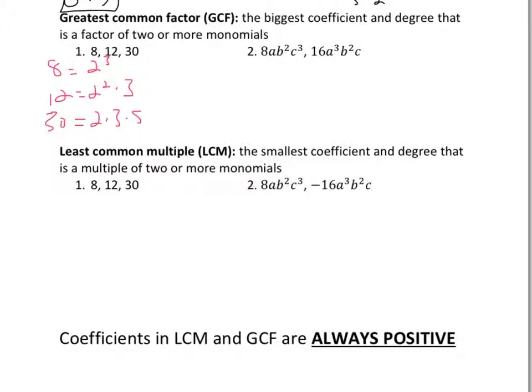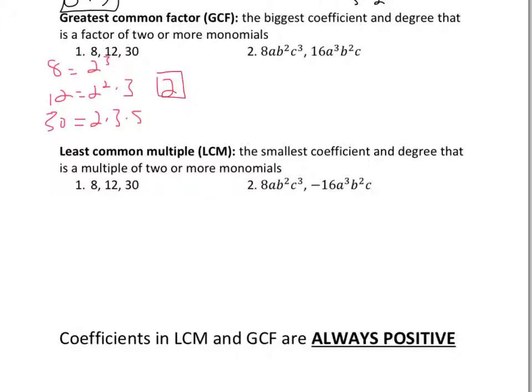And since the first power is the only one that is common to all of them, the greatest common factor is just going to be 2. I know this is tough to understand, because the biggest degree is the 2 to the third, but it's the biggest degree that's common to all three of them. It's got to be common to all three of them. So another way to think of it is which one is the smallest degree.